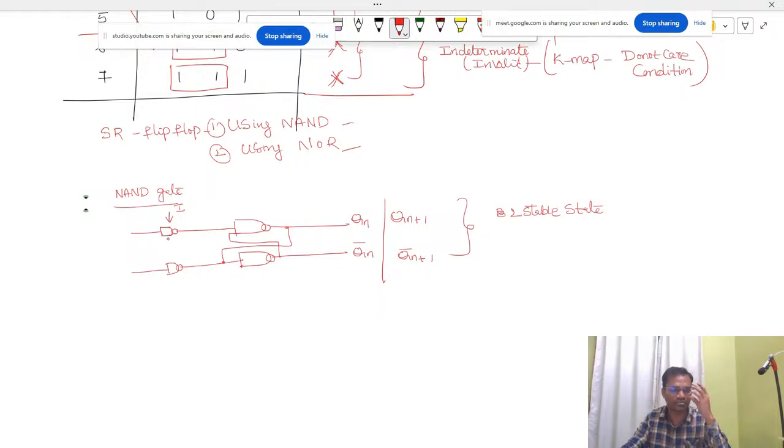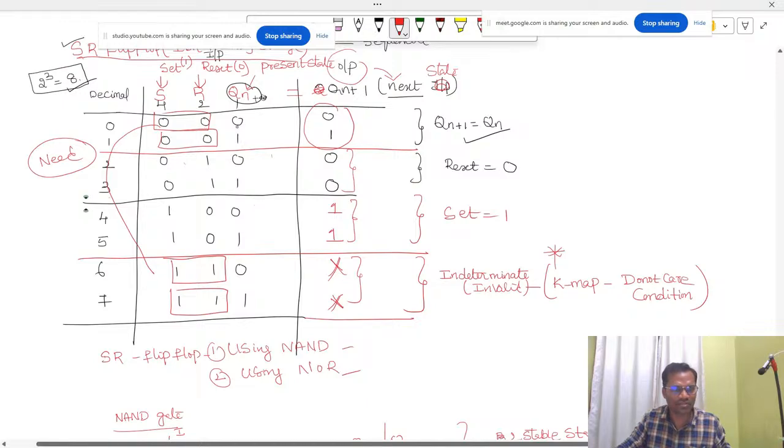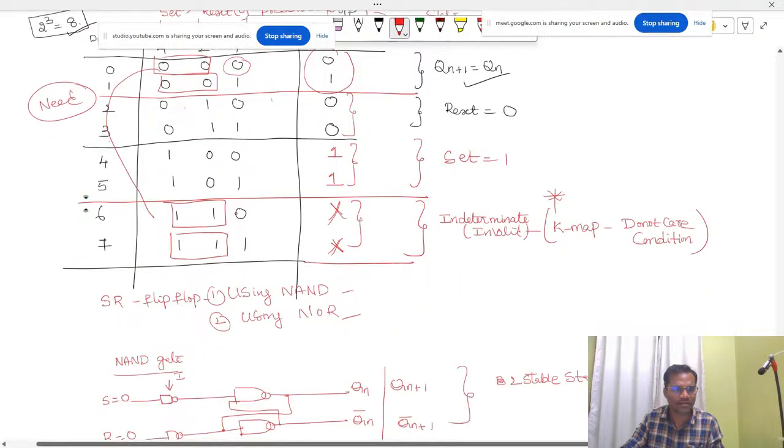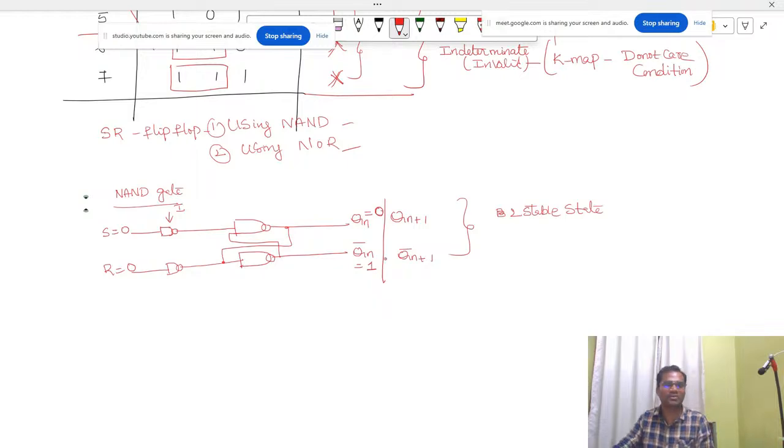Now let us see our first combination: S equals 0 and R equals 0. First combination, S equals 0, R equals 0. What is the value of Qn? 0. So here I am writing that value as 0. If this value is 0, what is this value? 1. Complementary, because we have to get two stable states.